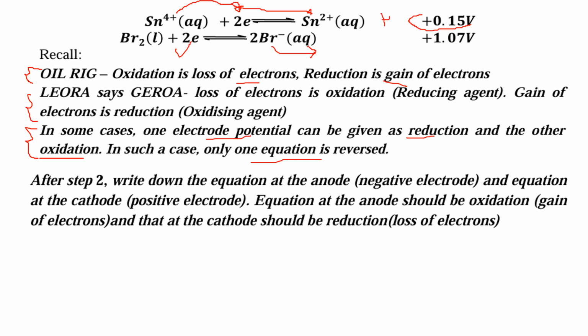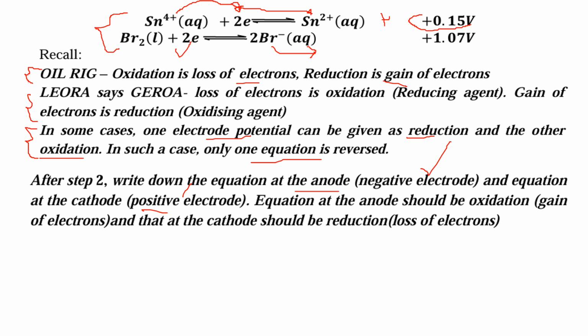So we have looked at how we can identify oxidation equations or oxidation potentials together with the reduction equations or reduction potentials. Now we are going to go to step 2, and here you are going to write down the equation that is going to take place at the anode. The anode is going to be your negative electrode, and also the equation that is going to take place at the cathode. The cathode is going to be your positive electrode.